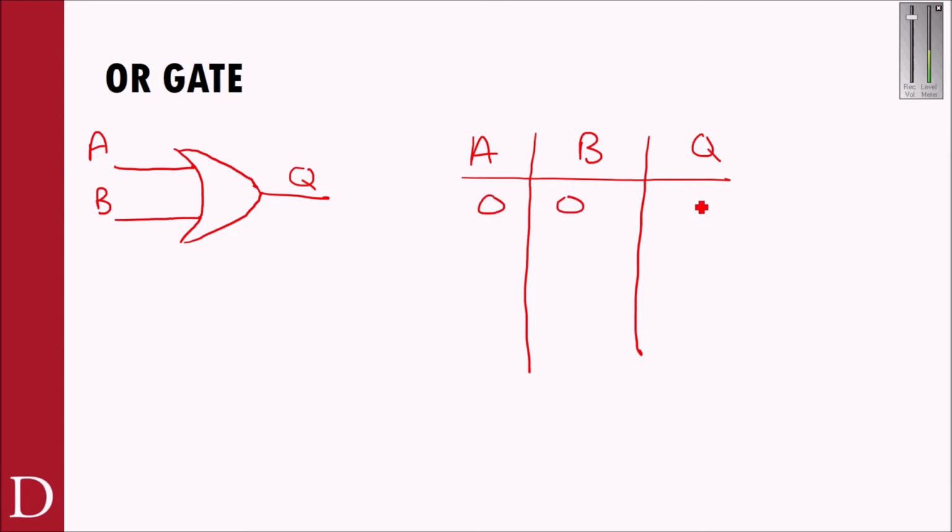So if neither of them are on, I don't get an output. But if either one is on, so if one is on and the other one is not, I get an output. If this one's not on and this one is, I get an output because of either one. If both of them are on, I get an output.